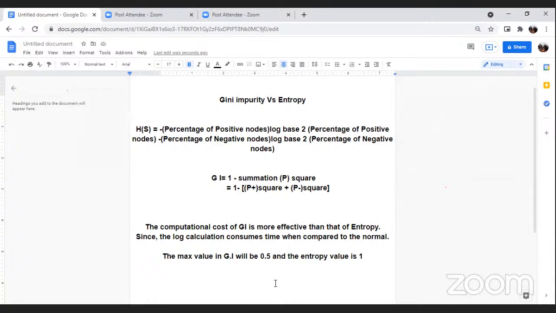Well, these are the points that we have discussed regarding the computational cost and the max and min values of both Gini impurity and entropy, which give us the impurity values for the data set. Yes, Ipshita, as we were discussing, Gini index is the most preferred when you're performing decision trees.